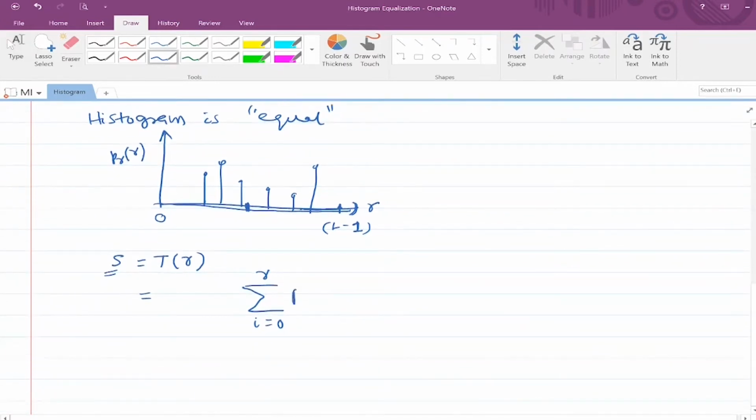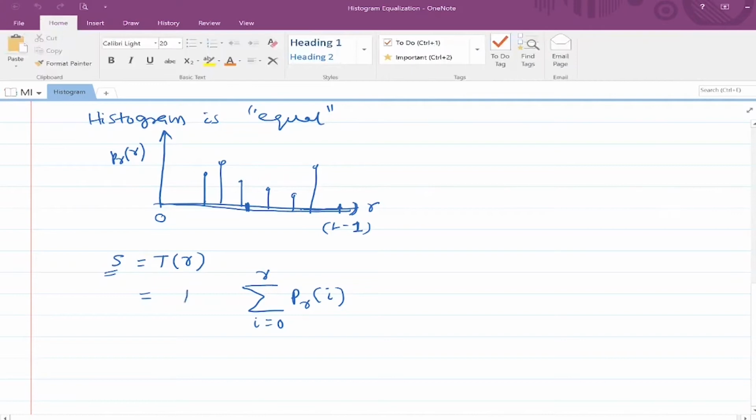So PR of I, if you are summing it, what would happen now? Take a look at this. This essentially would give you the proportion of pixels that have intensities up to R. Then you multiply the whole thing with L minus 1, which is the maximum value. Now see what would happen.